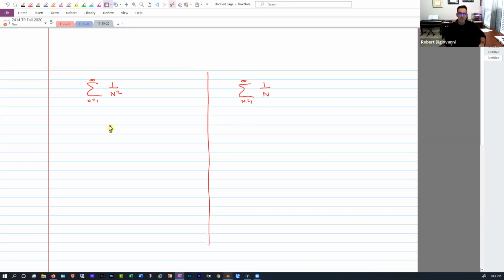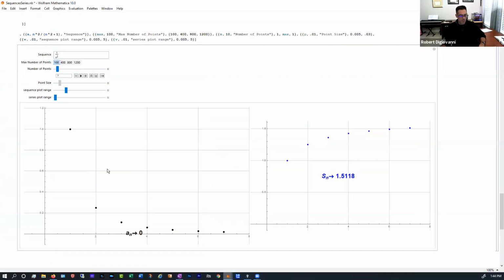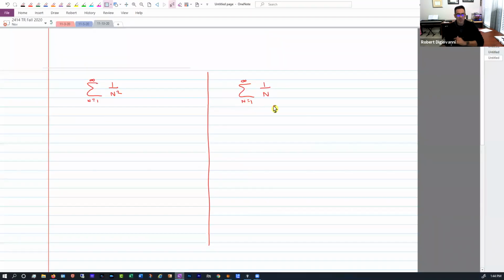Now, do you remember I showed you these two a minute ago? I showed you, this was 1 over n squared, and we said it looked like this right here was converging, right? But when we did 1 over n, it looked like this kept on getting bigger and bigger and bigger. That's exactly what we're looking at right here. So let's try this nth term test and see what happens. I'm going to try the nth term test right now.